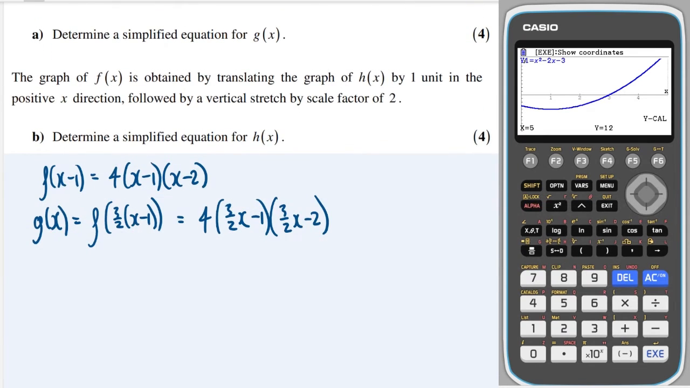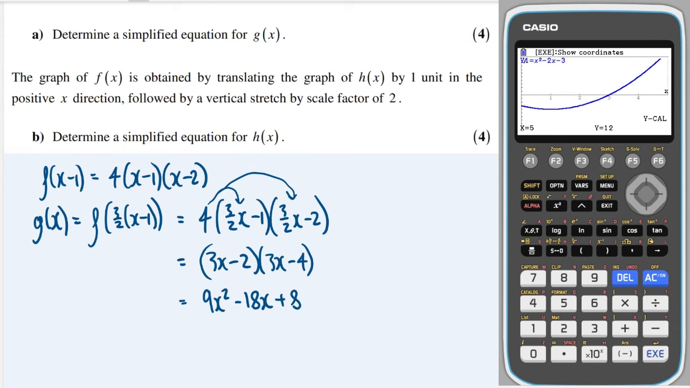Okay, and now we can simplify this. I can distribute this 2 in there and 2 in there, which will give me 3x minus 2 and 3x minus 4. I can expand these brackets, I'll get 9x squared, minus 12x and minus 6x, so minus 18x, and I'll get minus 2 times minus 4, which is plus 8.